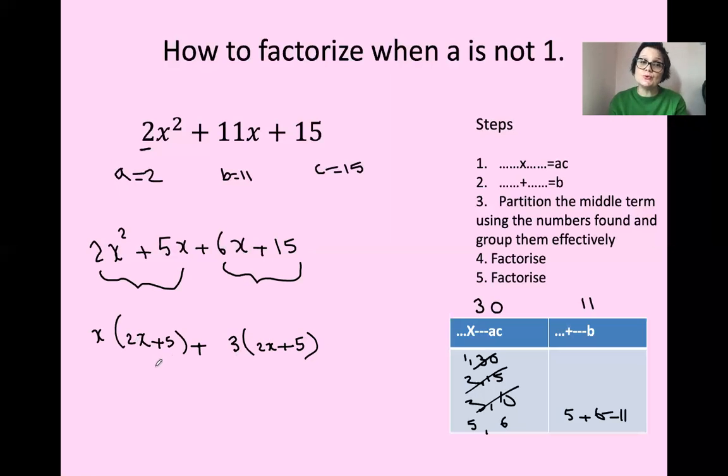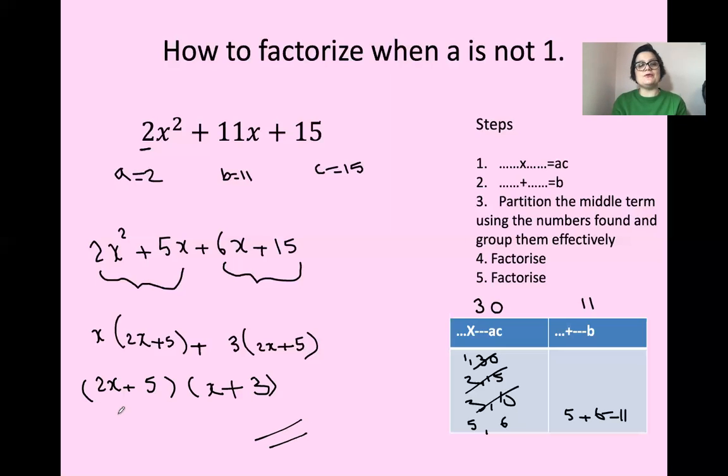And the other clue is that you have this bracket, 2x plus 5, 2x plus 5, that appears in both terms. And this is the bracket that we are going to use to factorize again. That's why I'm saying here, in my steps, factorize, factorize. So we have 2x plus 5, open the bracket now, open the other bracket, and then place what is left outside the term. So x plus 3. This is the full factorization of this quadratic expression where a is 2, so it's not 1.